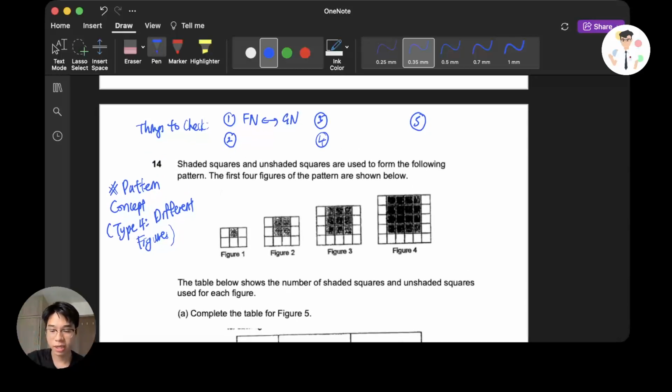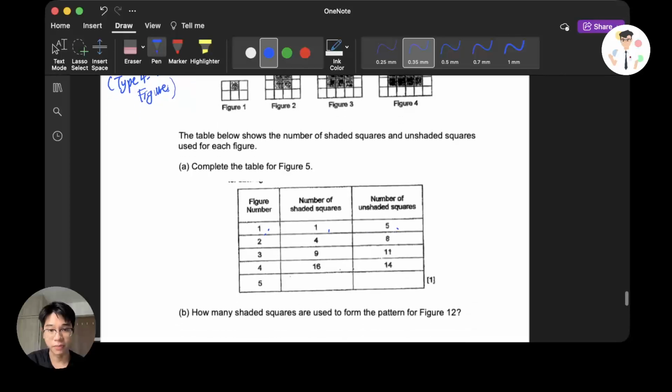Second thing that you are supposed to check, is there arithmetic sequence? The third thing you are supposed to check is, is it the triangular number sequence? And the fourth thing you are supposed to check is the perfect square. And the fifth thing that you are supposed to check is, is there any special thing about the odd number and also or the even number. Now let's check the first thing first. Figure number and given number.